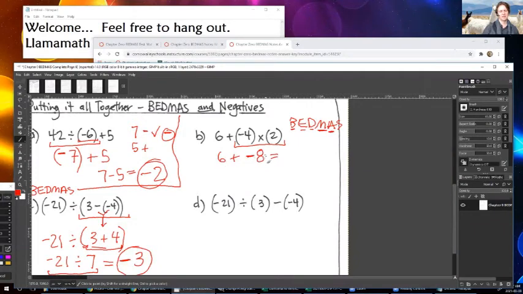6 plus -8. So what we're going to do is we're going to say, okay, there's 8 negatives, 6 positives, which is bigger? Well, it's 8 negatives, so the answer is going to be negative. Then I'm going to take the biggest number, I'm running out of room, so I'm just going to do it here, minus the smallest number is equal to 2, but the answer is negative, so the answer is -2.